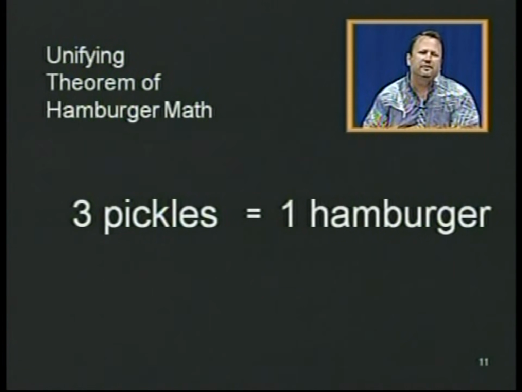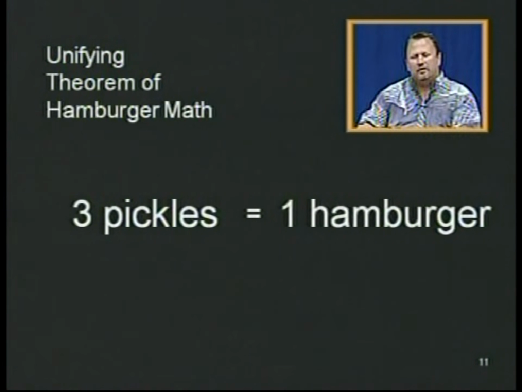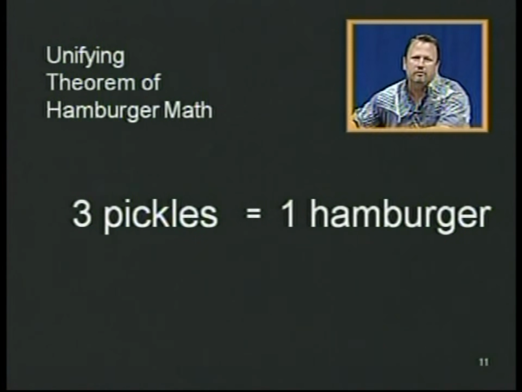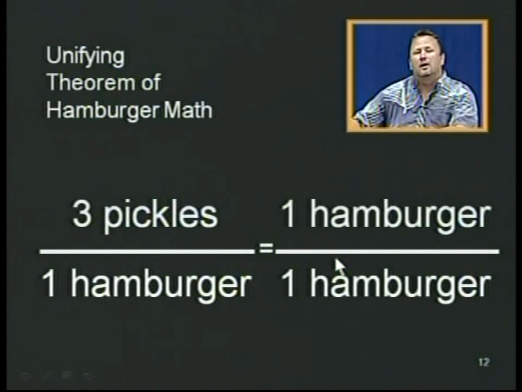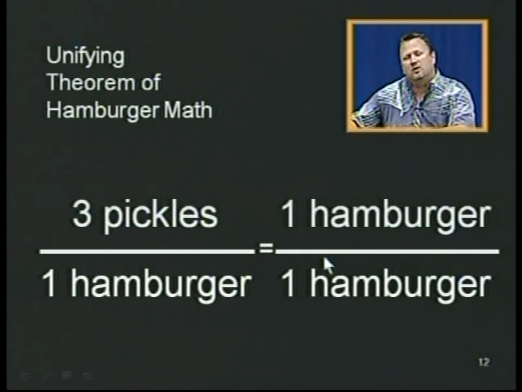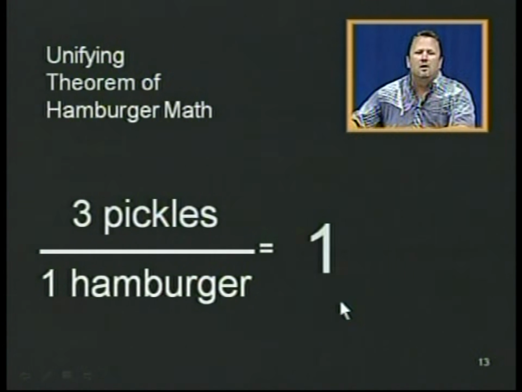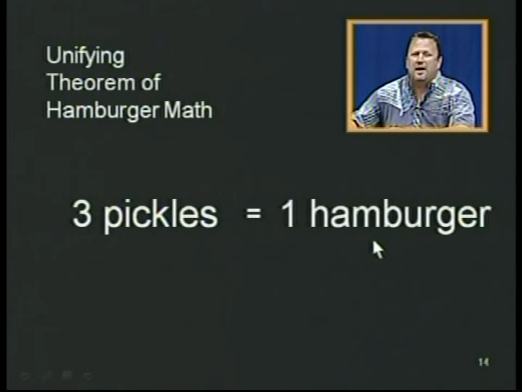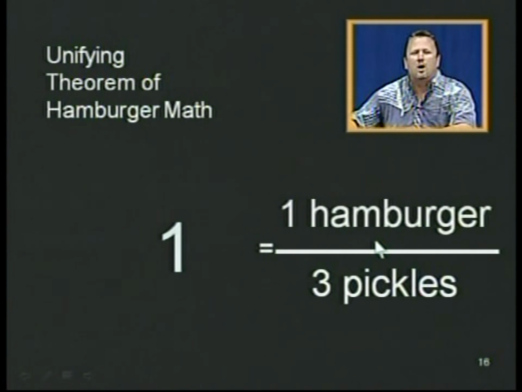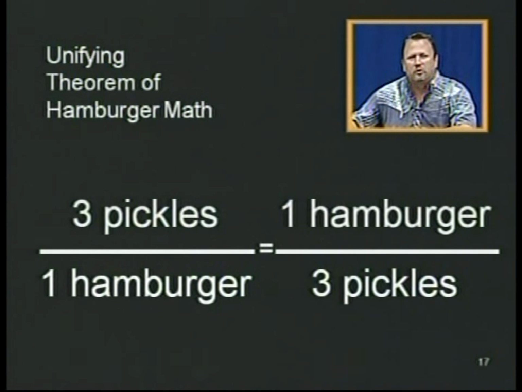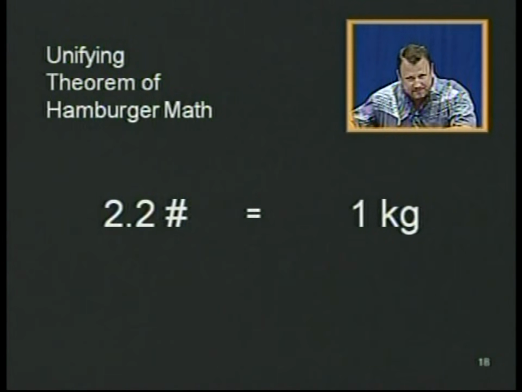See, if I take 3 pickles is equal to 1 hamburger, bear with me. I know that's hard for a lot of you who have more than 3 pickles on your hamburgers. But if 3 pickles is equal to 1 hamburger, and we divide both sides of the equation by 1 hamburger, we get 3 pickles over 1 hamburger is equal to 1. If we take 3 pickles over 1 hamburger and divide both sides of the equation by 3 pickles, well, then we have 1 is equal to 1 hamburger over 3 pickles. So that's the proof for 3 pickles over 1 hamburger is equal to 1 hamburger over 3 pickles.